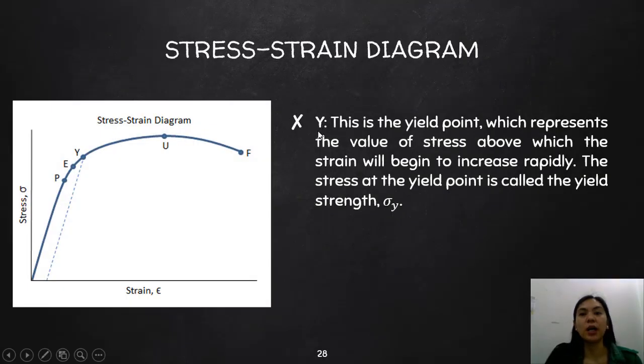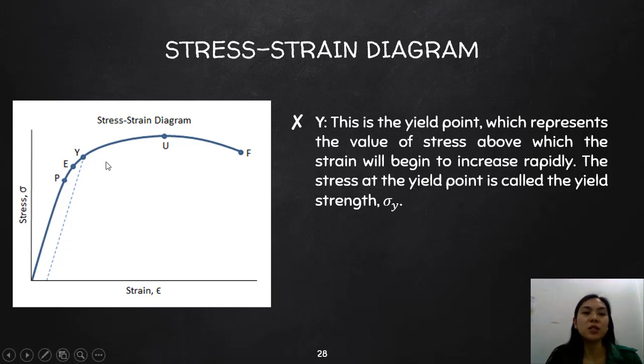So, next now is your Y. This is what we call your yield point. The yield point represents the value of stress above which the strain will begin to increase rapidly. The stress at the yield point is called your yield strength. This means that upon reaching this part, our material will strain quickly. The change in the length of the material becomes faster. So, in tension, the increase in length becomes much quicker.